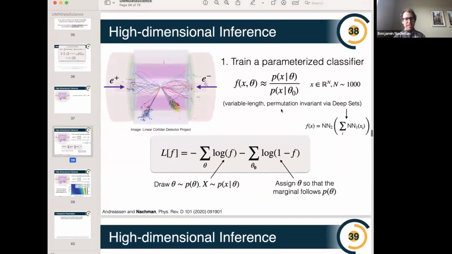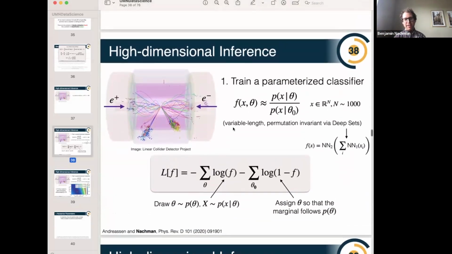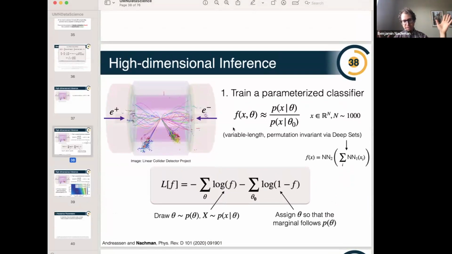So that's why this first step, basically, you train this classifier, and the classifier ingests the full feature space, and it learns basically the likelihood ratio conditioned on theta. And that's how you get this surrogate model, or this sort of approximation to the likelihood ratio.